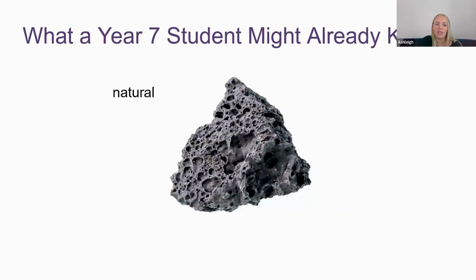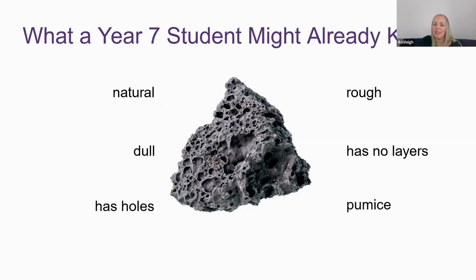So when they come to us, they probably know, providing they're able to recall the information, that rocks are naturally formed. This particular rock is dull, has holes in it, is rough, has no layers, and is pumice. To point out, some of these are more important than they perhaps seem at first glance. Knowing that this rock has no layers and has holes is really going to feed into us building on this when we teach specific rock types in more detail.